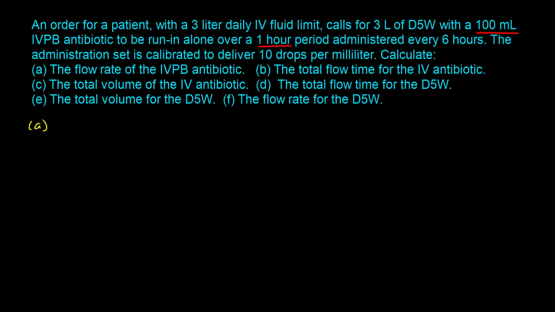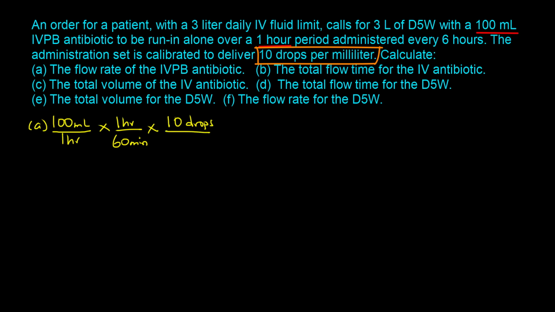And so what that would look like is you have 100 milliliters, which is the volume of the IVPB, divide that by how long you are running it, which is going to be 1 hour. We convert the hours to minutes. 1 hour is 60 minutes, and we multiply this result by the drip factor, which is 10 drops per milliliter. So the milliliters cancel out, the hour cancels out, and now you're in drops per minute.